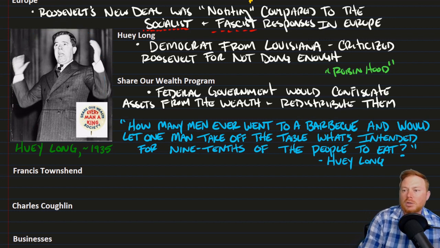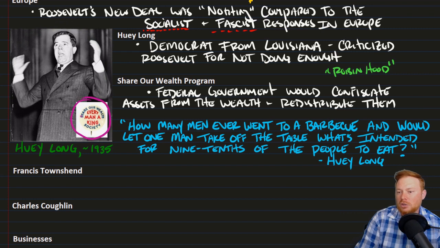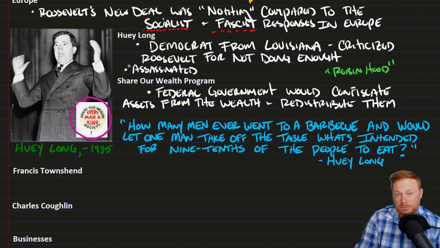And, from this slogan or this campaign button here, it says, "Every man a king, share our wealth society." And that's what Huey Long promoted. Now, Long would eventually be assassinated. This was related to some local politics in Louisiana, but he was shaping up to challenge Roosevelt in re-election in 1936. Roosevelt would be up for re-election, and yes, some of the things about the Great Depression had improved, but the Great Depression was not over. And Americans, like their European counterparts, liked the idea of going towards a more radical solution.